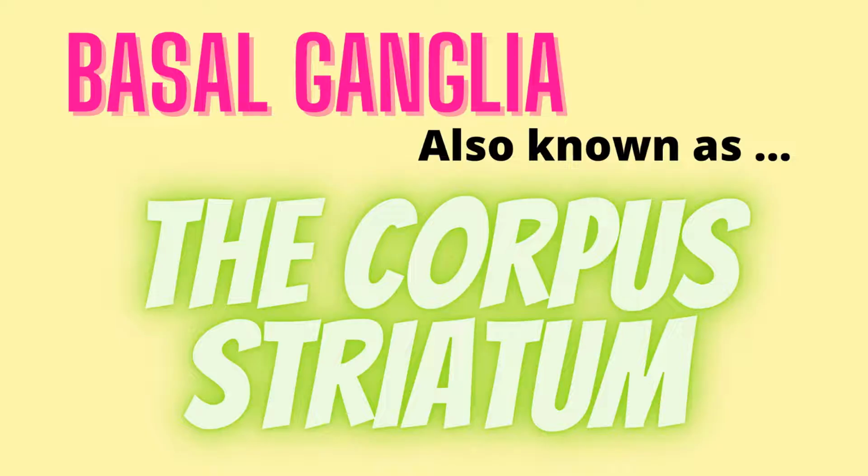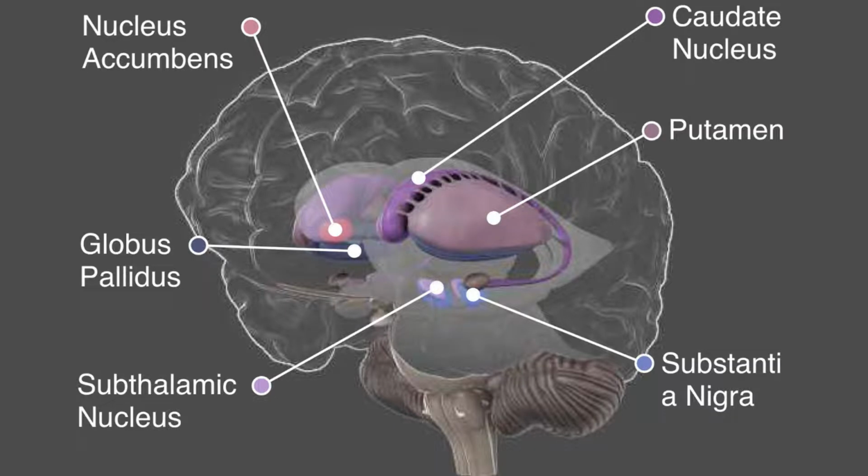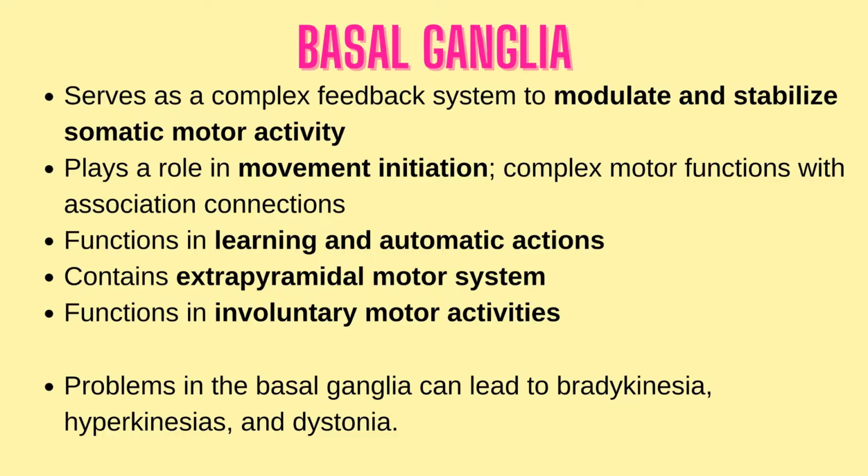Let's talk about the basal ganglia. It's also known as corpus striatum. Here's a picture of what the basal ganglia looks like. It contains both the caudate and the putamen. So, the basal ganglia serves as a complex feedback system to modulate and stabilize somatic motor activity. This is the information that is conveyed from the central nervous system to the skeletal muscles. It also plays a role in movement initiation, so complex motor functions with association connections.